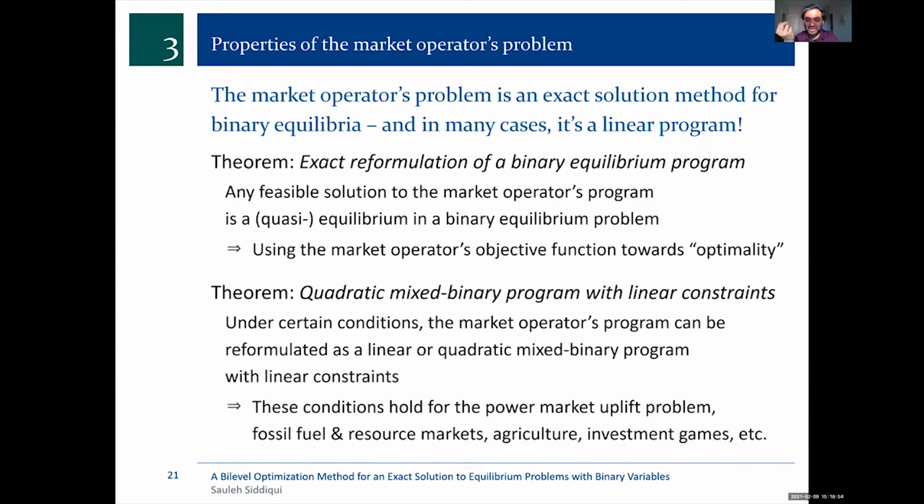They're essentially just saying we require some convexity in the objective function and linearity of constraints. And we require some other small conditions, but under certain conditions, you can rewrite it as a linear or quadratic mixed binary program with linear constraints. And those we can actually solve quite large instances of. So we can actually solve this for market operator level optimization problems. And again, these conditions hold for everything else where it's applicable. They hold for the uplift problem, resource markets, agriculture, investment games, all those other things.